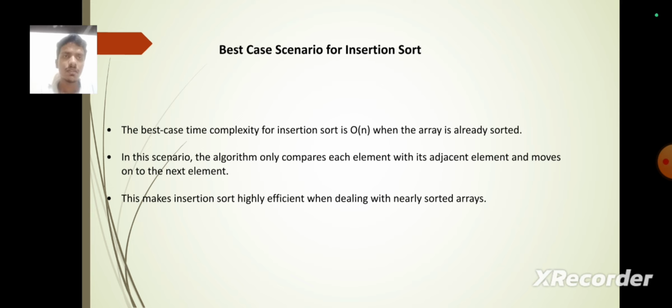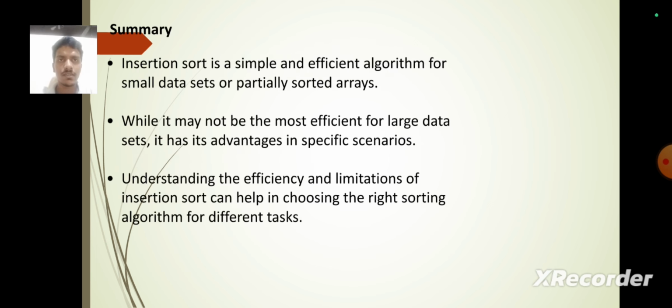Best case scenario for insertion sort. The best case time complexity for insertion sort is O of n, when the array is already sorted. In this scenario, the algorithm only compares each element with its adjacent element and moves on to the next element. This makes insertion sort highly efficient when dealing with nearly sorted arrays.